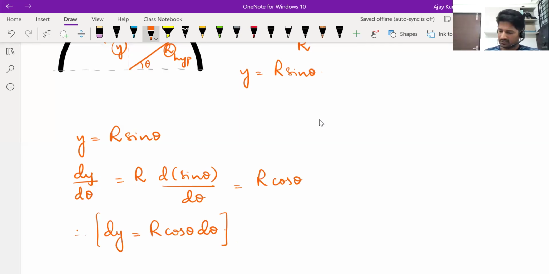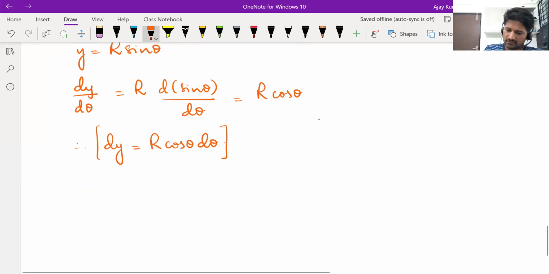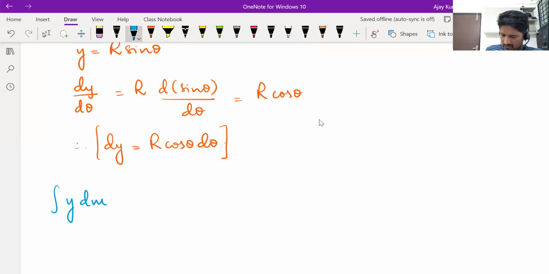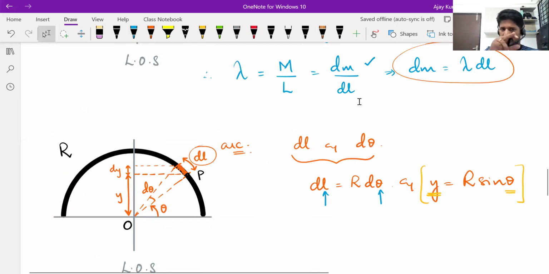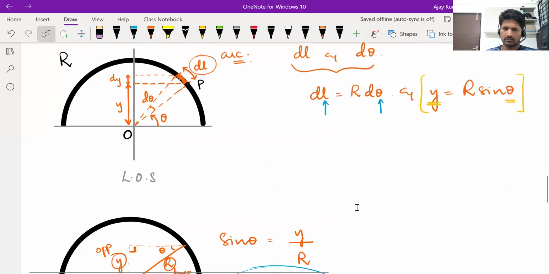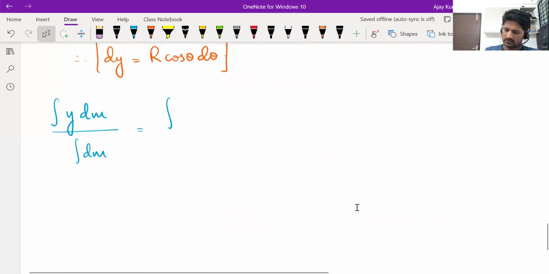Now, what is the use of all this? As I said, you have to keep the target in mind. We had to integrate y dm divided by integral dm. Integral dm is total mass, that's easy only. To integrate y dm, we are struggling. Now, that struggle is gone. We can express y as r sine theta. That's from this triangle we got. So in place of y, I am writing r sine theta.